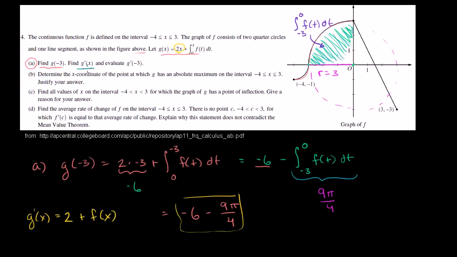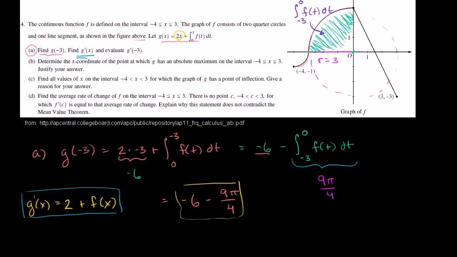We did this second part right over there. That is g prime of x. And then we need to evaluate it at -3. So g prime of -3 is going to be equal to 2 plus f of -3, which is equal to 2 plus, and let's see what f of -3 is. This is our function definition. When x is equal to -3, our function is at 0. So f of -3 is just 0. So it's just 2 plus 0, which is equal to 2. So g prime of -3 is equal to 2. And we're done with part A.